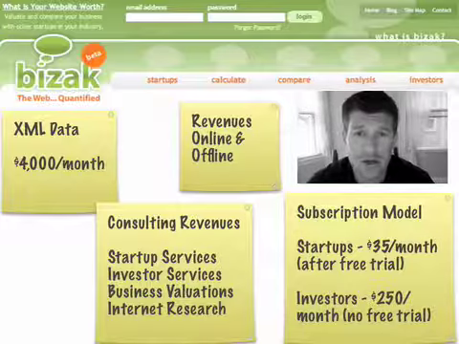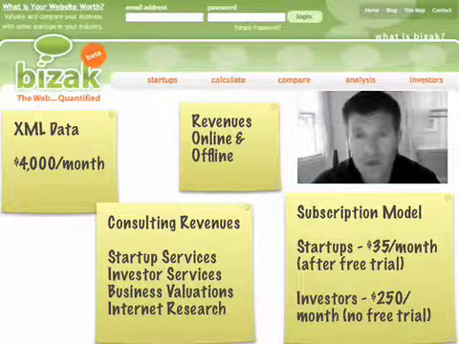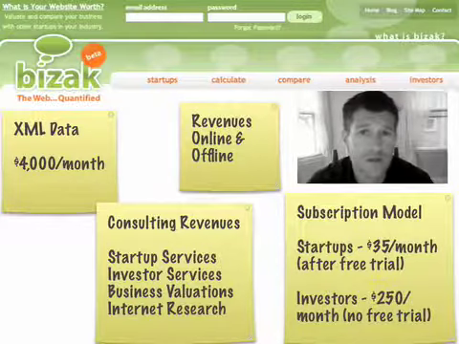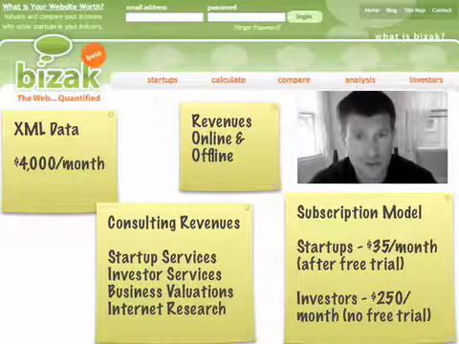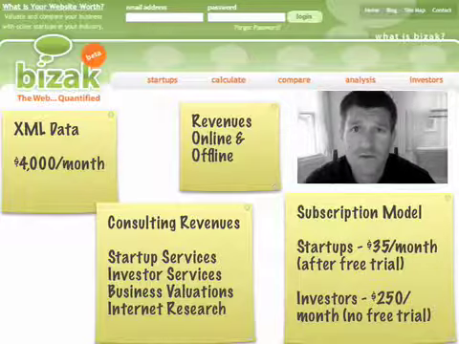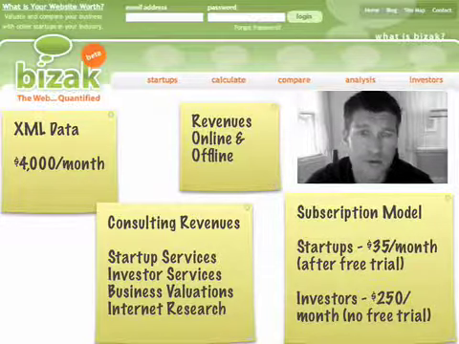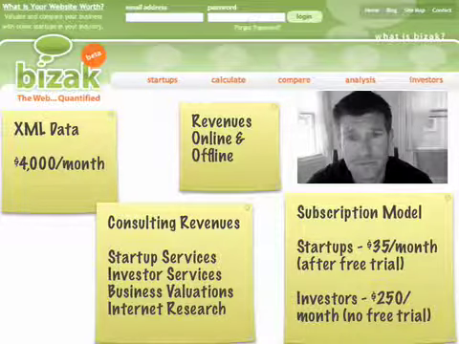On the other side of the online application are the investors. Investors can view specific data for startups, not only the benchmarks, but they can view the particular financials for each startup listed within Bizak. Because of the sensitive nature of this data, the subscription for investors is $250 a month to ensure that they are indeed investors or members of corporations. For investors, there is no free trial to secure this data.